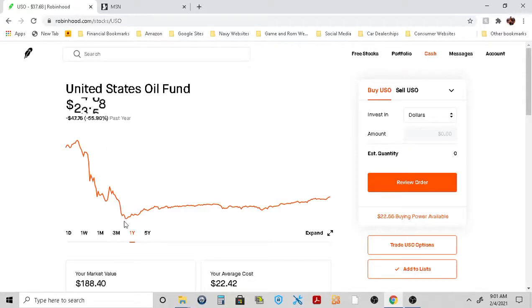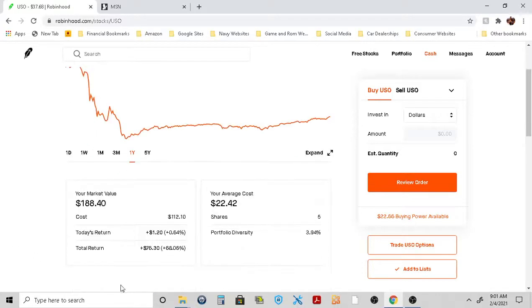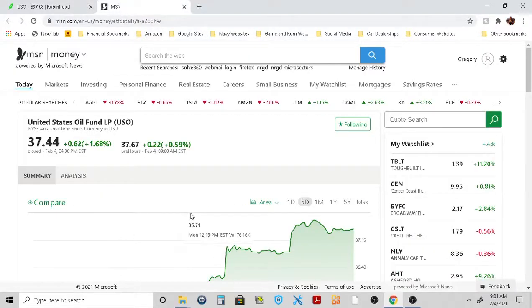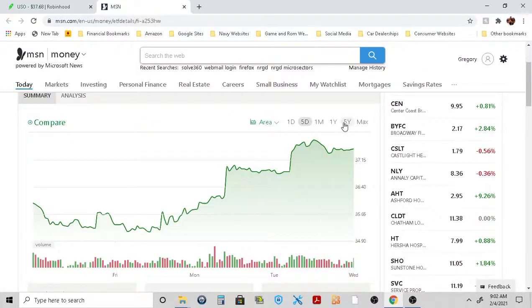So we know that right around this area was the lowest point. It's not actually accurate, but we see this thing was down as low as 80%, maybe a little bit lower than that, obviously, because it's not as accurate as it should be, right? So we've gained back 30+% over time, and we can see that right around here the price is $37.68, and we're making a little bit of money, right? Obviously, $76.30. But we're going to move on over to our MSN Money, and we're going to take a look at the 5-year chart.